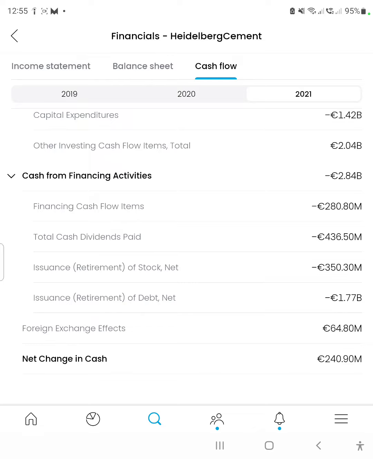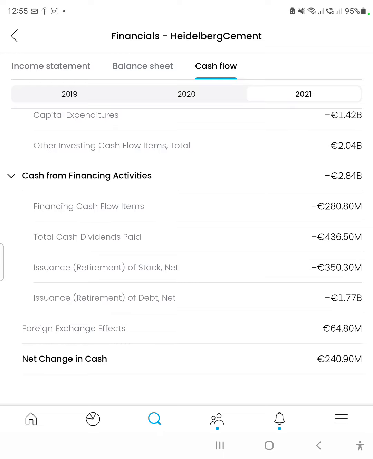The retirement of stock, which means that the company bought back 350 million euros worth of stock, and it managed to eliminate 1.77 billion euros of debt, which is definitely a very good thing. The foreign exchange effects were 64 million euros. So the company gained 64 million euros in foreign exchange effects.